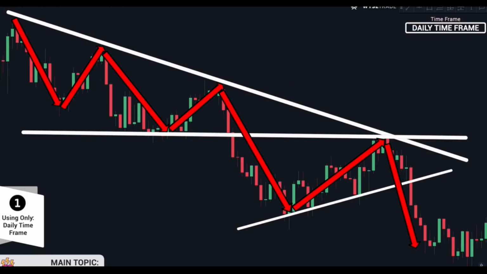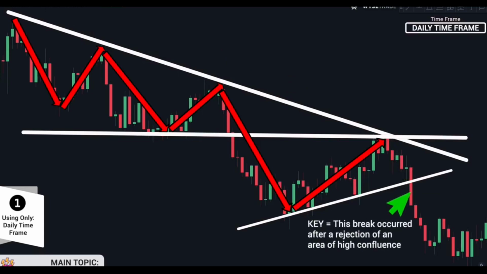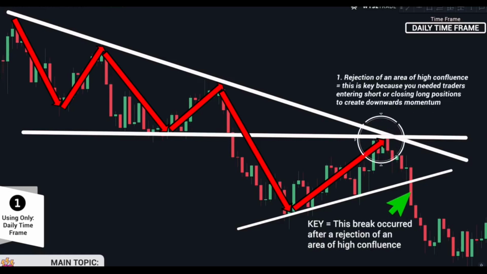Now, the most important point here is that the break of the short-term trend line occurred after the rejection and bounce from an area of high confluence, or else you would have just had a short-term trendline break and nothing else. Now, this is a lot to take in, so let's recap this one more time to drive the point home.